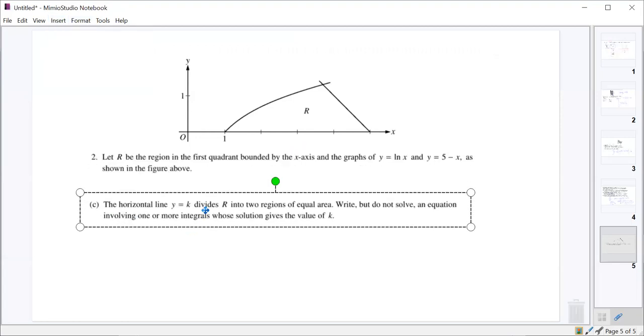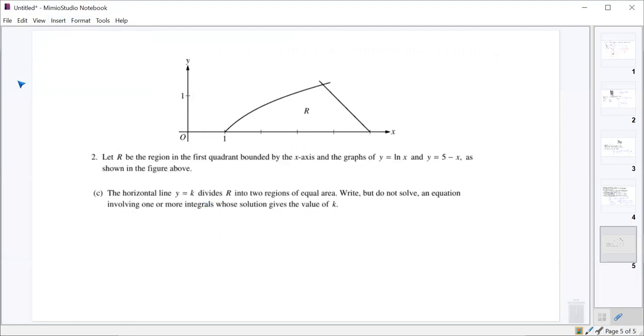So part C is saying we got the horizontal line y equals k that's dividing R into 2 regions of equal area. And we want to write, but we don't need to solve, an equation involving one or more integrals to give the solution of k. All right, so we got a horizontal line. This is y equals k. Obviously, I drew it in the wrong spot, but that's fine. We just need these 2 regions to have equal area.